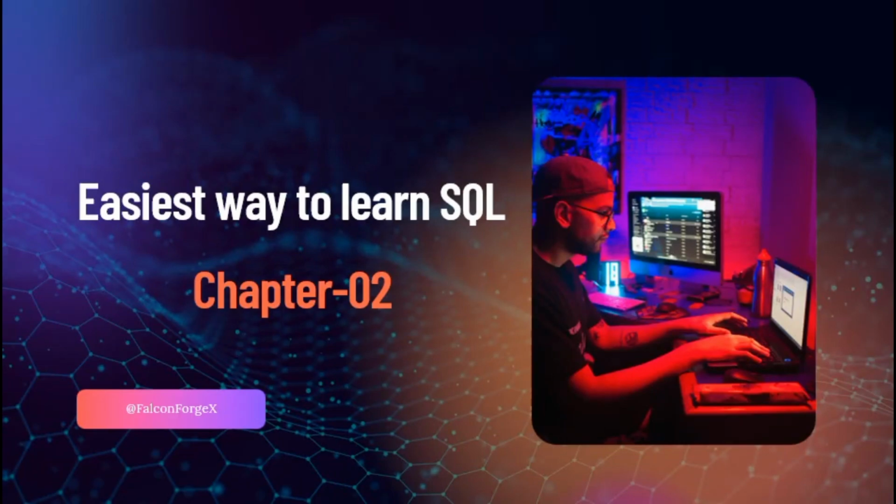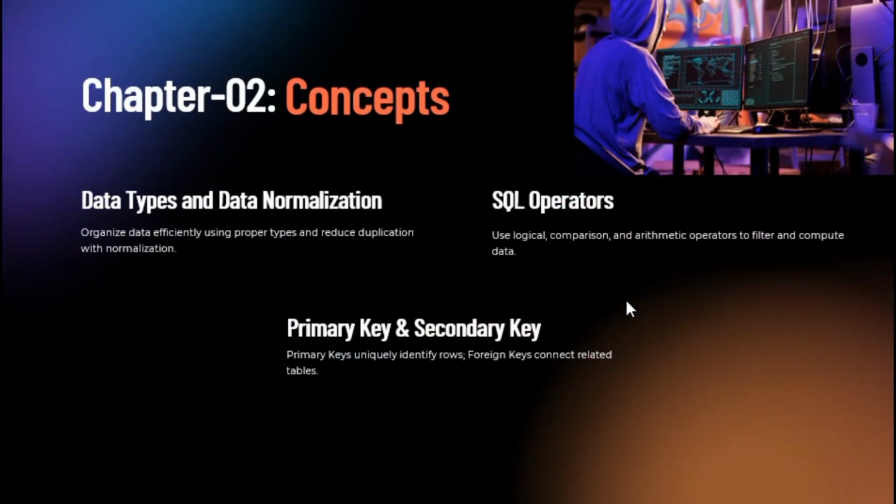If you have ever wondered how apps like Amazon, Netflix, or even Zomato manage millions of their records so smoothly, the magic word is SQL. Today I'll be breaking down a few powerful concepts in SQL that everyone must know. Let's dive in. These are the concepts we'll be looking at today: data types and normalization, operators, and what's the difference between primary and secondary key.